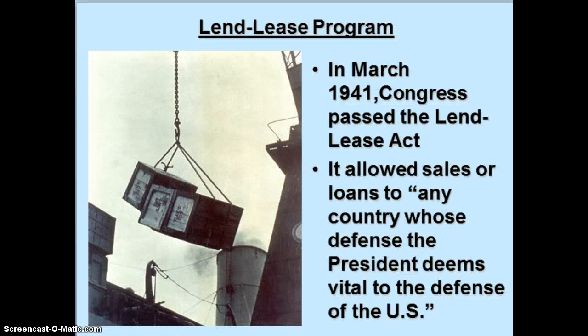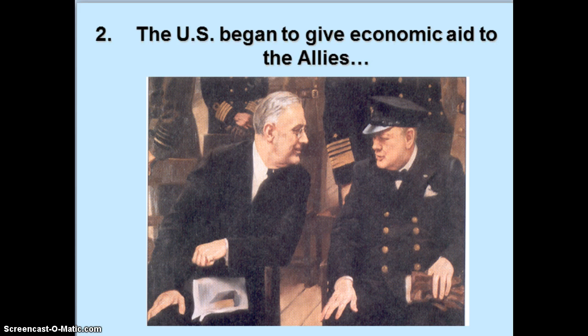In March 1941, the U.S. Congress passed the Lend-Lease Act, which allowed sales or loans to any country whose defense the president deems vital to the defense of the U.S. If you remember, Franklin Roosevelt is president during this time period, and he is allowed to choose who he is going to support in the war effort. If you go back to the previous slide, you can see President Franklin Roosevelt here with Winston Churchill, a leader of Great Britain, who is going to help.